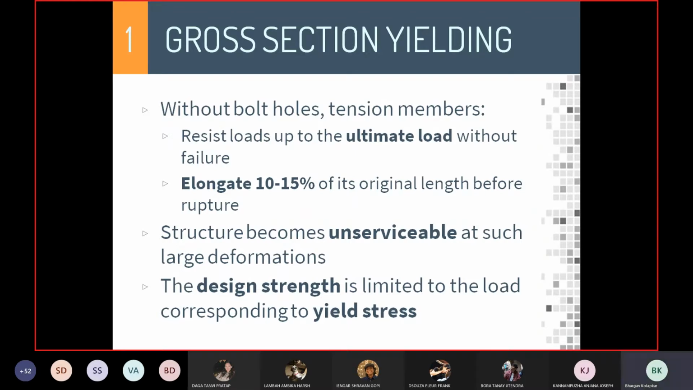So even though after yield stress it has not failed, the elongation is so much that the structure becomes unserviceable, meaning that the deflections might be so large that you cannot use the structure anymore. Even though the section has not failed, is still intact, and has not fractured, it has elongated so much that you cannot use it anymore. Therefore, instead of limiting our strength to Fu, we limit our strength to Fy.